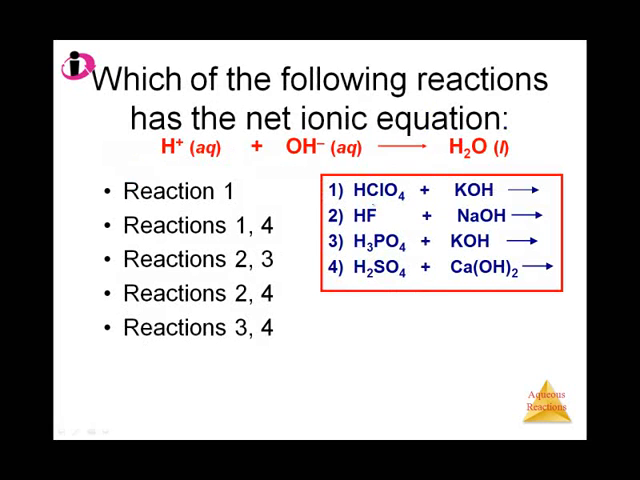Alright. Which of the following reactions has the net ionic equation H plus plus OH minus gives me water? Alright, so if you remember, you get this whenever you have what? Strong acid, strong base. So it should be that one. Weak acid, strong base, no. Strong acid, strong base, so it should be the first and the fourth. Let's see if I'm right.